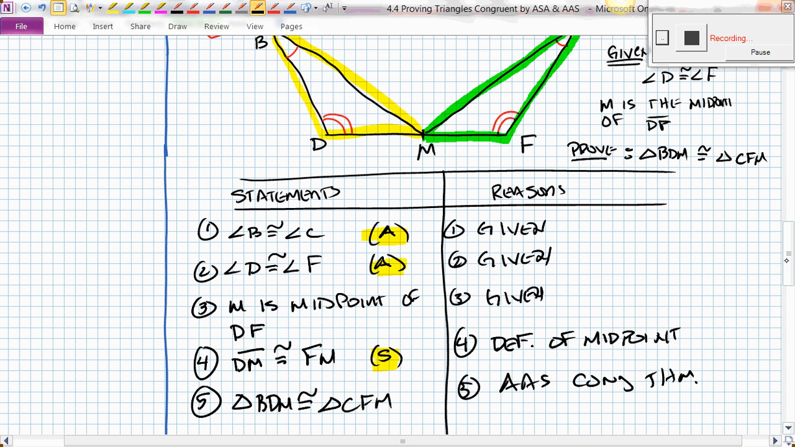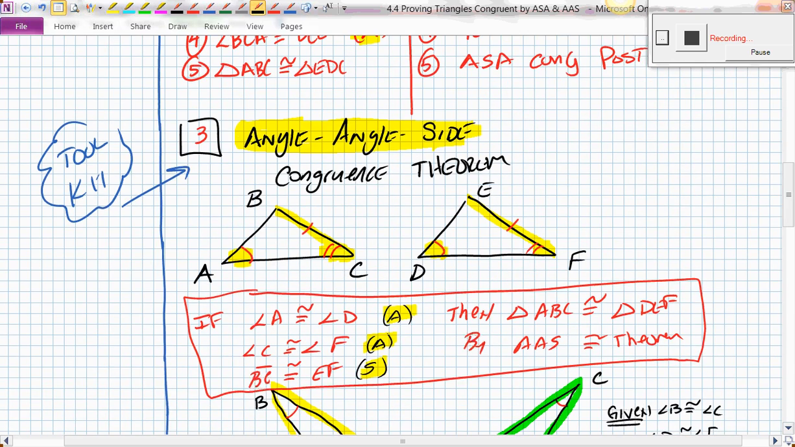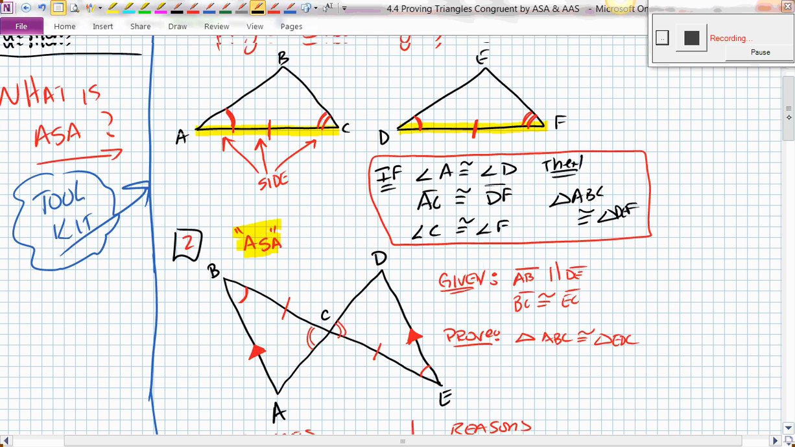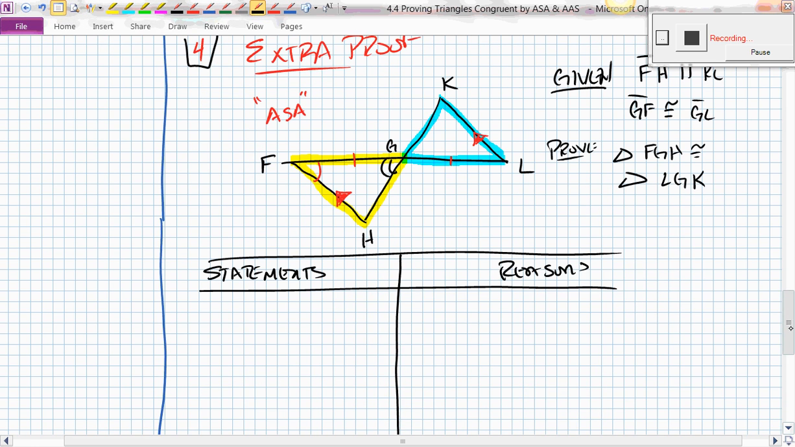Okay, so there's another example for the angle, angle, side. So make sure you put this one in your toolkit, angle, angle, side, and also put angle, side, angle in your toolkit. And I'll put my toolkit online for you as well. Okay, extra proof here. Here we go.